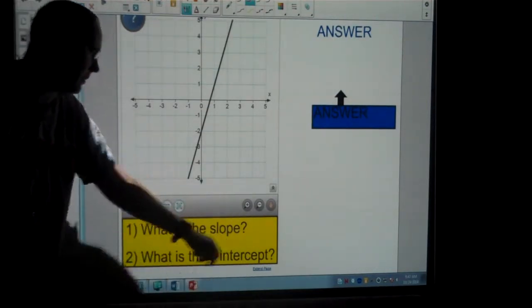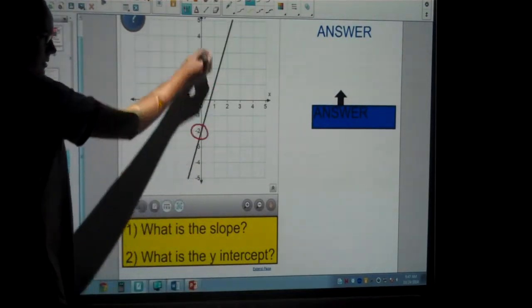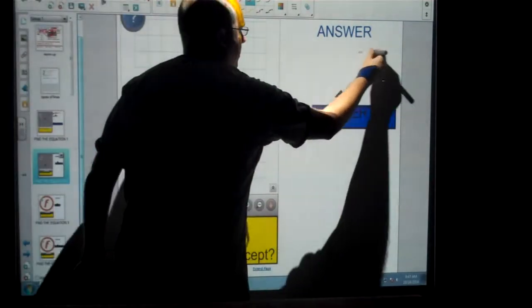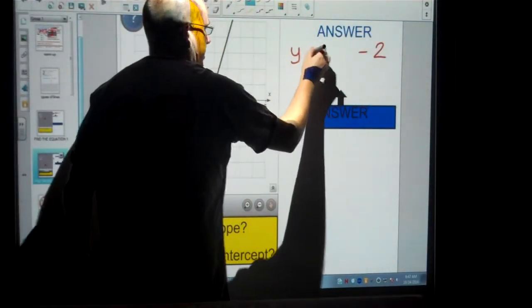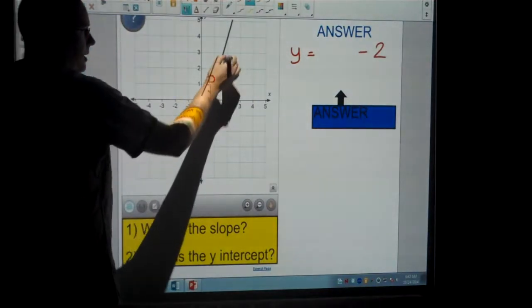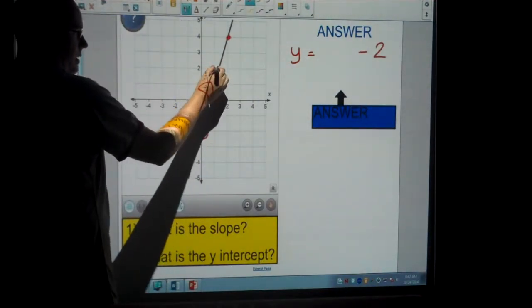I do the y-intercept first because it's easy to see, just where does it cross this line here. So I know my end part of my answer is -2. Now I've got to work out the slope. I can pick any 2 points I like. I'm just going to pick these 2.